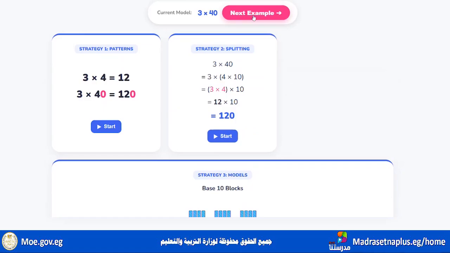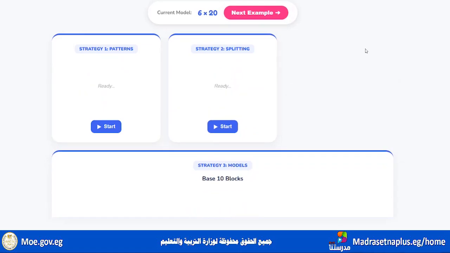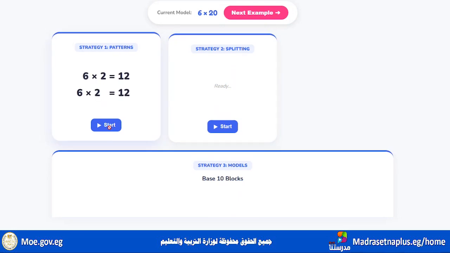Another example, 6 times 20. By patterns, for the basic fact, 6 times 2 equals 12. 6 times 20 will be 120. Let's see. 6 times 2 is 12, so 6 times 20 will be 120.